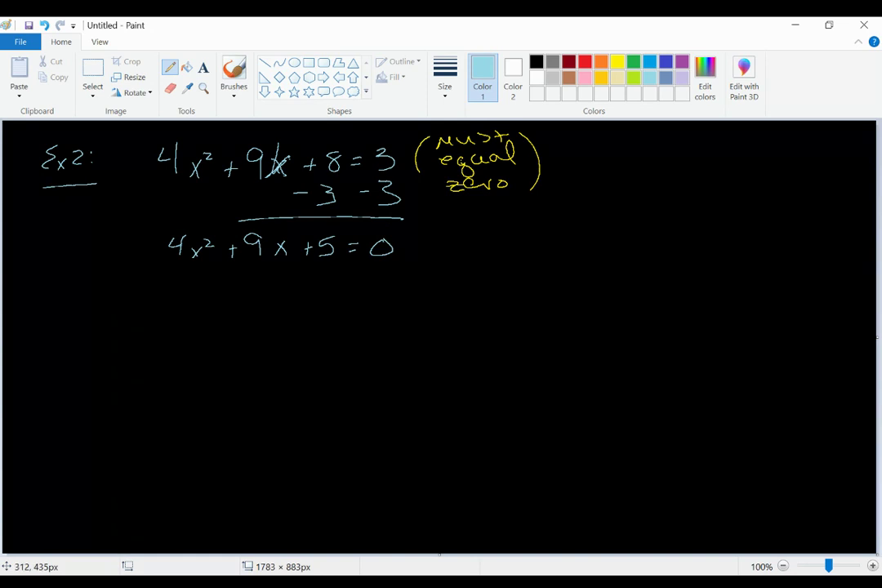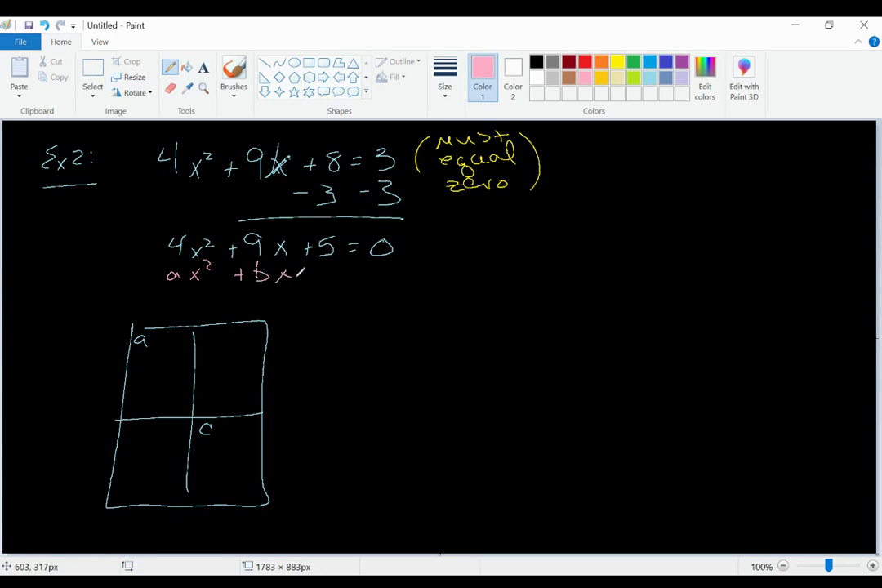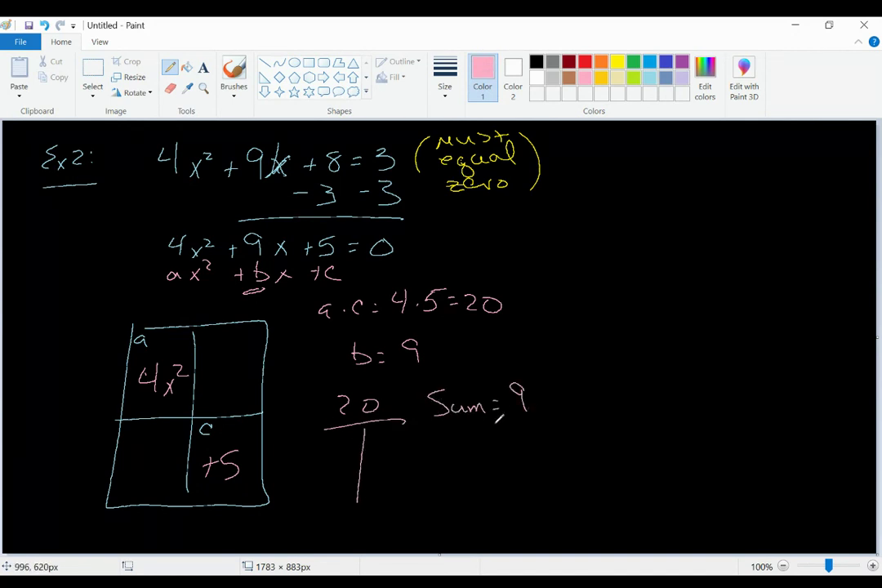Now we can factor. Okay, so here's our box. Your a and c term. Remember, we have here, this is your ax squared plus bx plus c. So your a term is 4x squared. Your c term is plus 5. Now we find our factors. A times c is 4 times 5, which is 20. And your b term right here is 9. So we need factors of 20 whose sum equals 9.